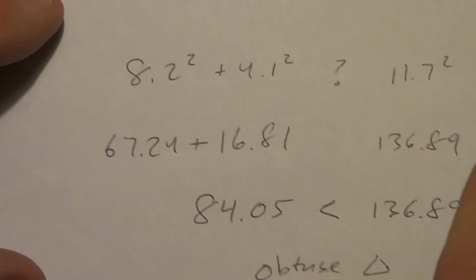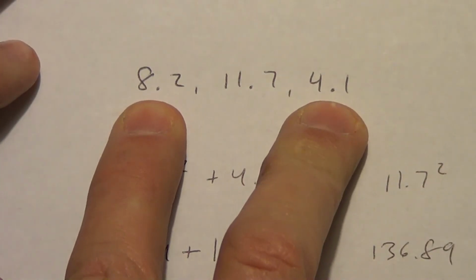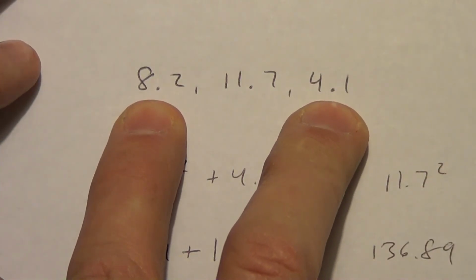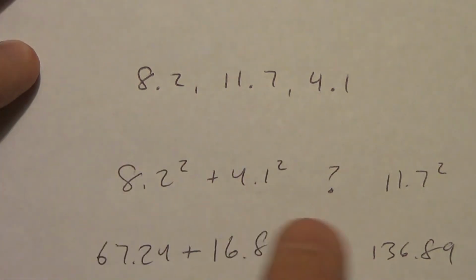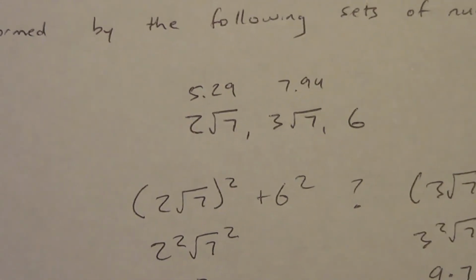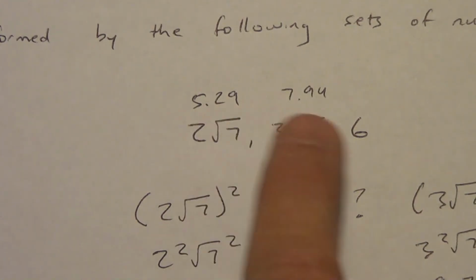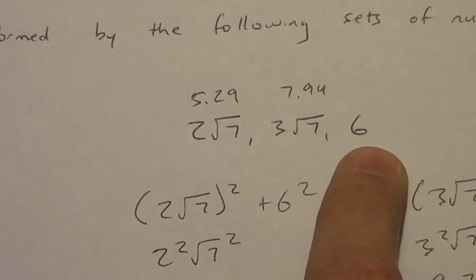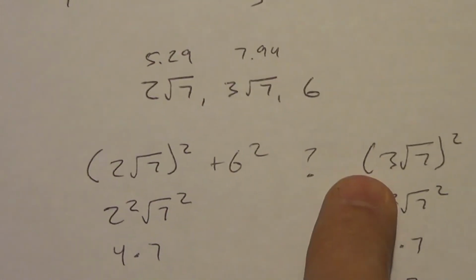That's definitely a triangle. If we look at this one here, the two smallest sides are 8.2 and 4.1. If we add those together, we get 12.3. 12.3 is greater than 11.7, so it is a triangle. Then we do this type of work where we have to actually do the squaring. Up here on this one, this is the reason that I did both decimals here. 5.29 plus 6 is 11.29. 11.29 is greater than 7.94, so this is a triangle. Then we do our work that we did here before.